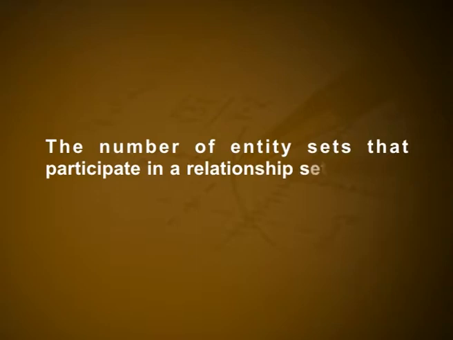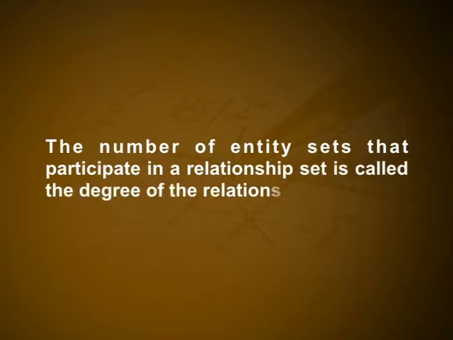The number of entity sets that participate in a relationship set is called the degree of the relationship set. For example, a binary relationship set has degree 2, a ternary relationship set has degree 3, etc. The entity sets that participate in a relationship set need not be distinct. Sometimes a relationship might involve two entities in the same entity set.